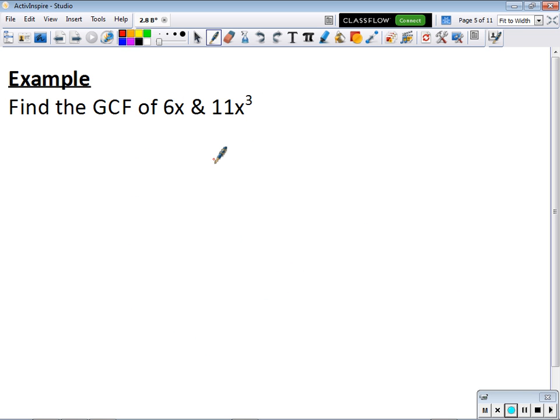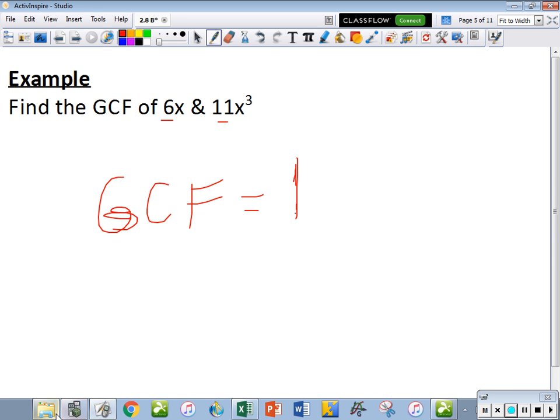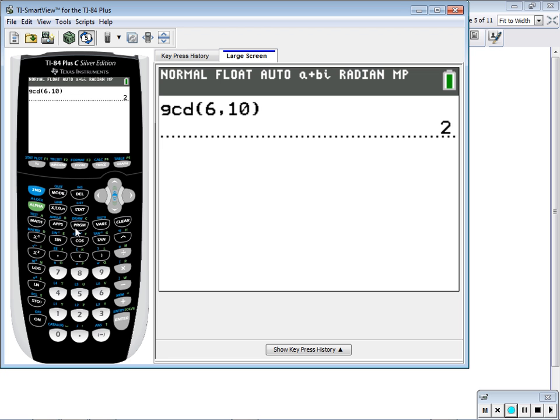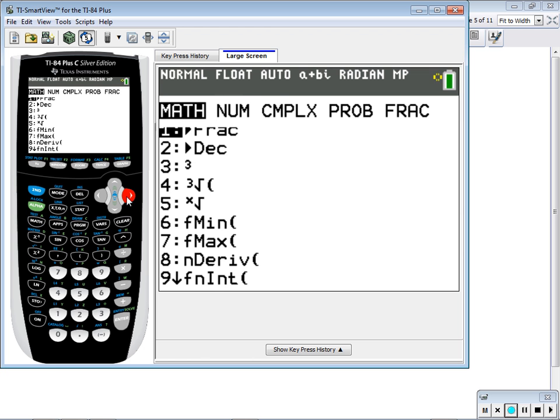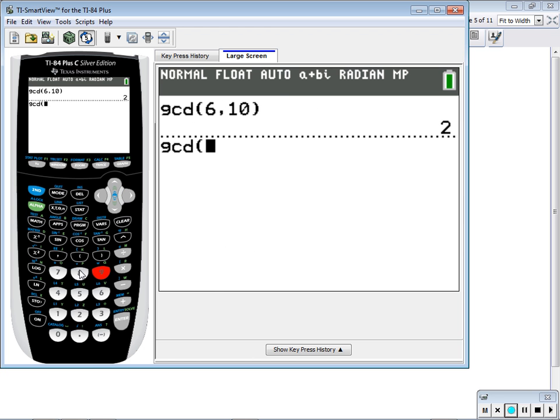So if you take something like this, just talking shortcuts here, I'm looking for the biggest number that goes into 6 and 11. The biggest number that goes into 6 and 11 is 1. If you're not sure what that would be, once again, you can go to your calculator: math, right arrow key, then 9, and put in 6, 11, and that will give me the GCF for the numbers.